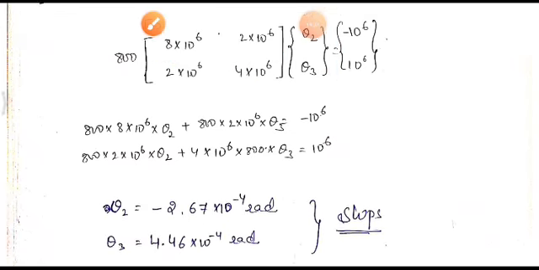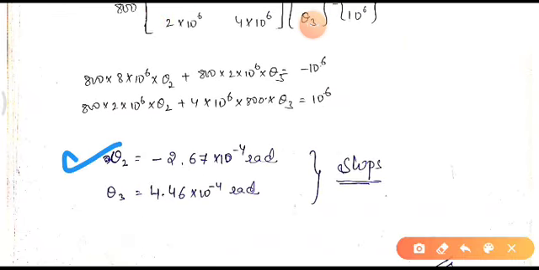If you solve these two equations, you will get theta 2 as minus 2.67 into 10 raised to 4, theta 3 as 4.46 into 10 raised to 4. These are nothing but in radians. These are the slopes which it is asked to determine.